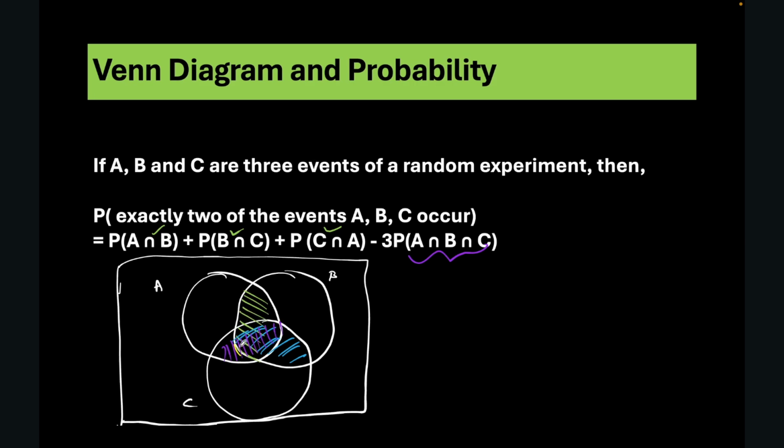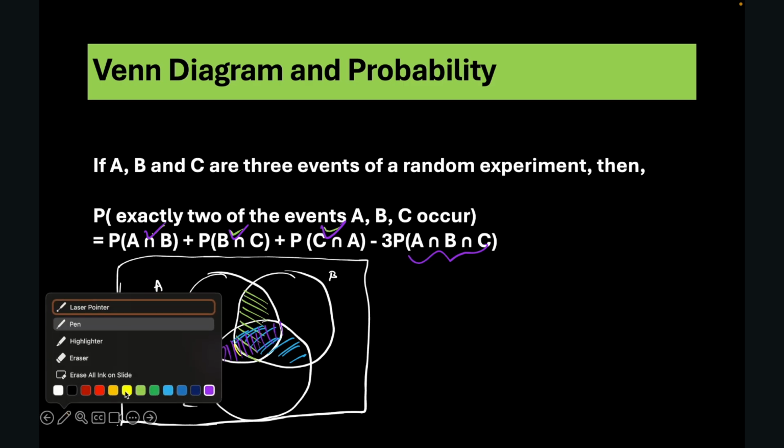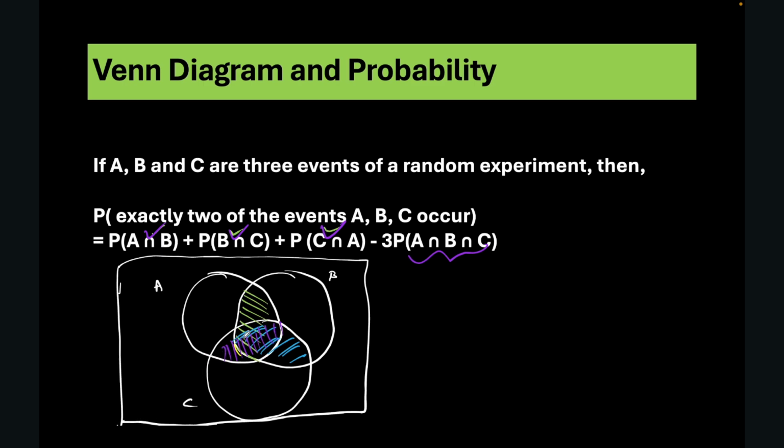Because I've shaded it 3 times: I've shaded it once with A intersection B, so I have to remove it for that. Then I've shaded B intersection C, and I have to remove it again. And then for C intersection A, I have to remove that middle part again. That's how I'm removing this area again and again, 3 times, so that this part is not considered. And that's how I'm getting the probability of exactly 2 events occurring. Okay, I hope that makes sense.